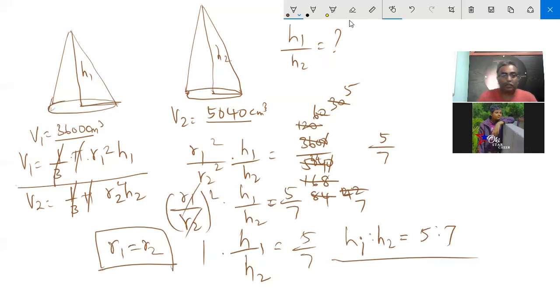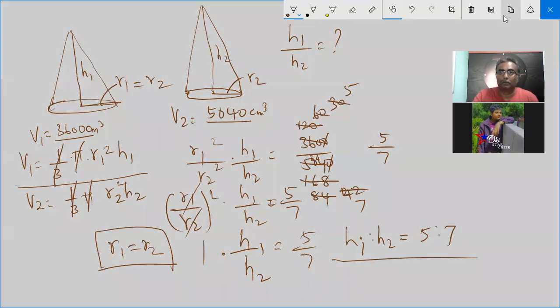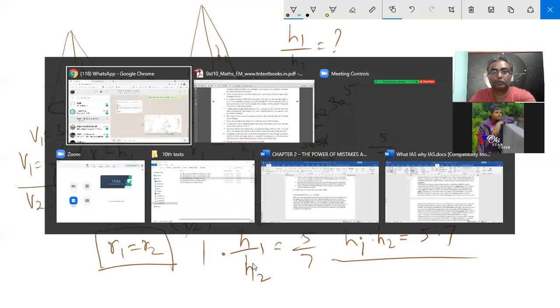Very simple sum. You understood why R1 is equal to R2? Because what is the sum telling? It's telling the two cones are of same base radius. That is why R1 equal to R2. So this one R1, this one R2, but R1 equal to R2. So R1 and R2 will divide each other, will cancel out, become 1. So H1 by H2. Okay, this is also a very easy sum. I am going to post this in your WhatsApp.